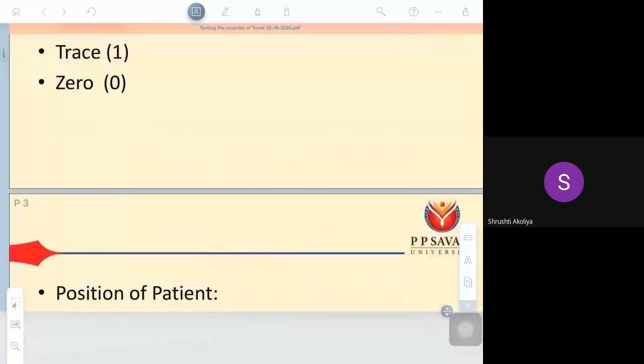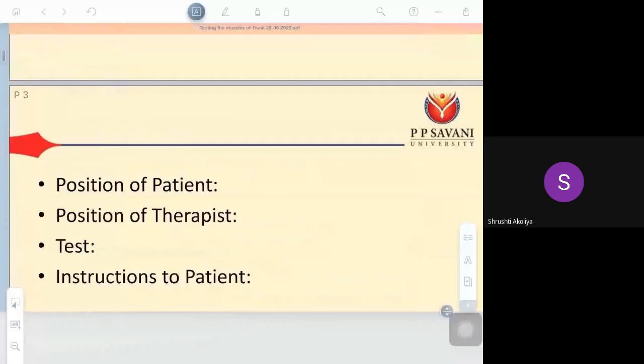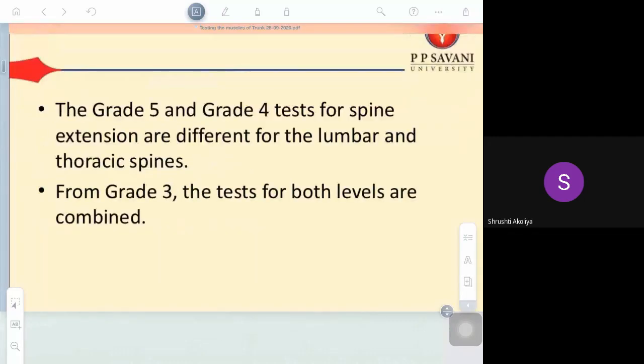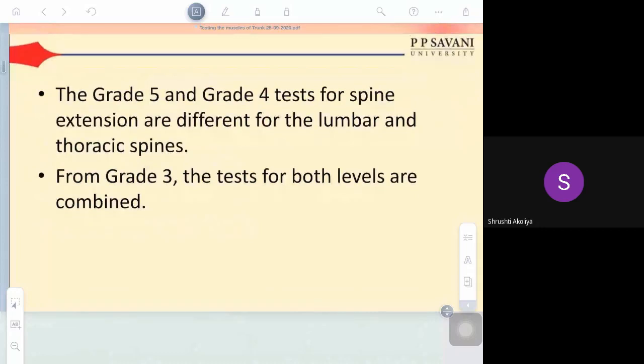So we will be discussing 4 points. First is the position of the patient. Second is the position of the therapist, and how you will perform the test, and what instruction you will give to the patient. We will be discussing these 4 points in each and every grade. First is grade 5 and 4.